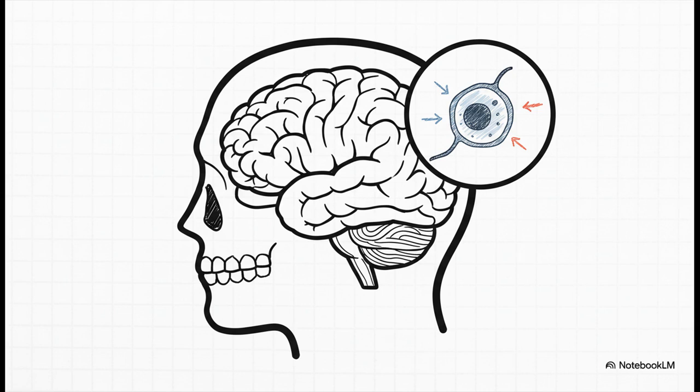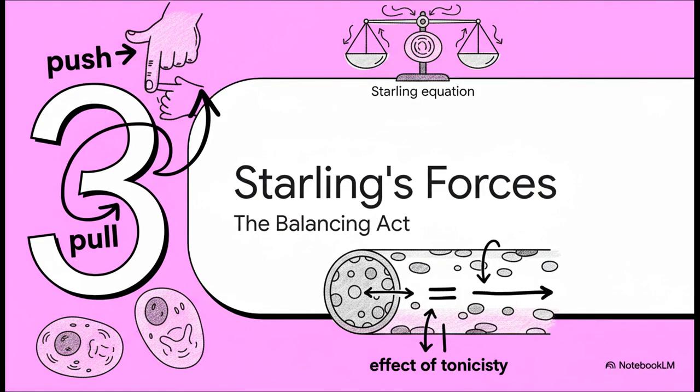Think about it. The skull is a rigid, bony box. There's no room to expand, so any swelling or shrinking of brain cells from these water shifts leads directly to the confusion, the seizures, and even the coma we see in bad sodium disorders. Okay, so we've seen how tonicity affects water going in and out of the cells.